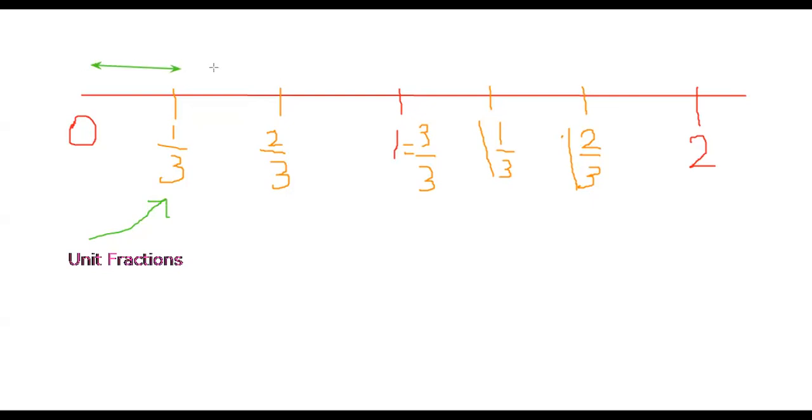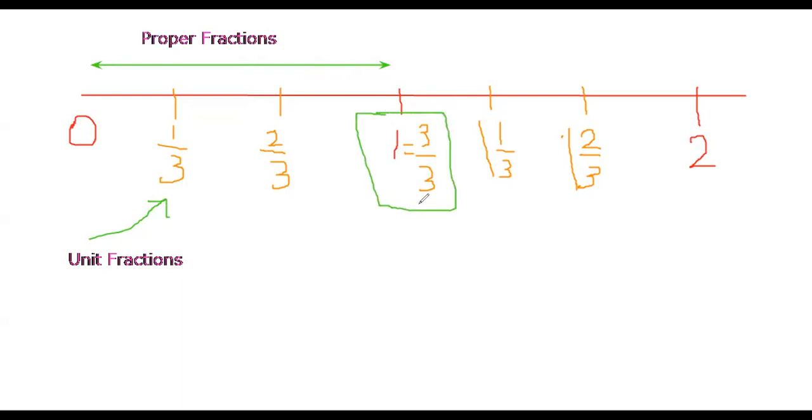All these fractions that come before 1, from 0 to 1, we call proper fractions. Understand? At the point of 1, exactly at 1, this is called a whole number, or you can also say it's a whole fraction.